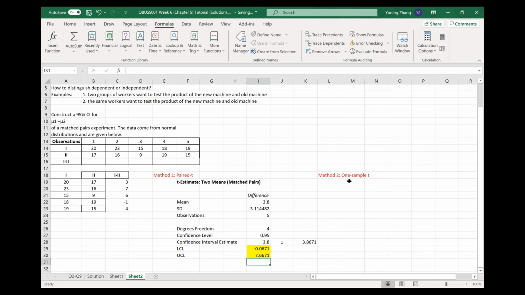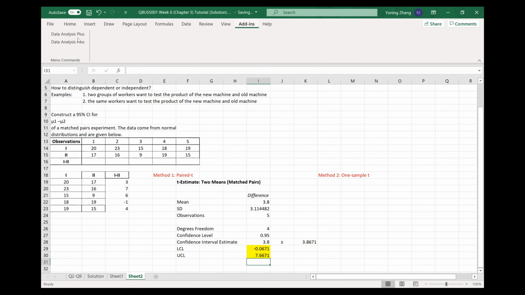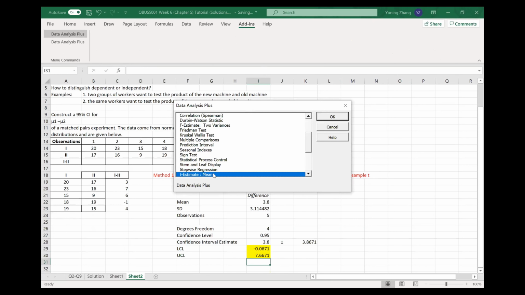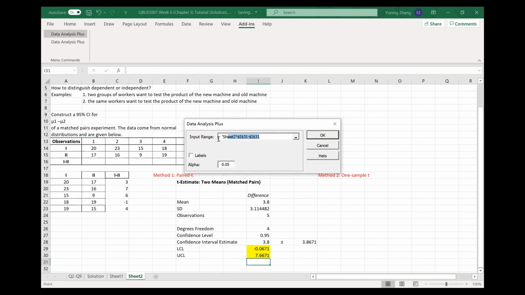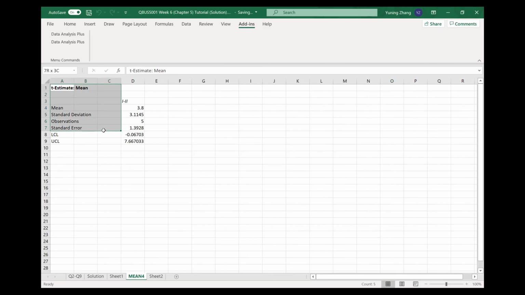And the second method is to consider this question to one sample t estimate. We will do this in a fancy way using our data analysis plus. Choose t estimate mean, click OK. And the input range is here. Because we include the label, so we click on the labels. The alpha is 0.05, no problem. Okay, here we go.